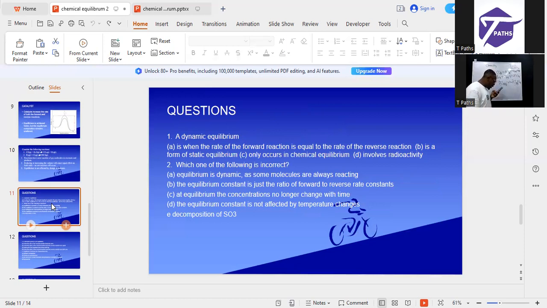A dynamic equilibrium. Option A is when the rate of the forward reaction is equal to the rate of the reverse reaction. B is a form of static equilibrium. C only occurs in chemical equilibrium. D involves radioactivity. So we can easily see what should be the answer. I want us to know it, not just be told the answer. Let's think about it before I say the answer.